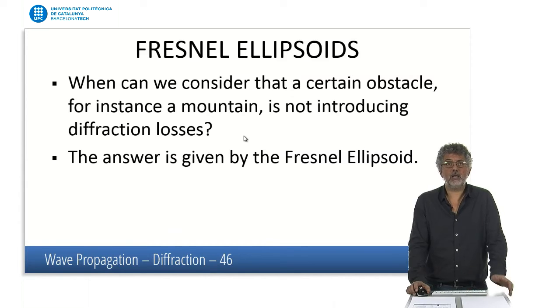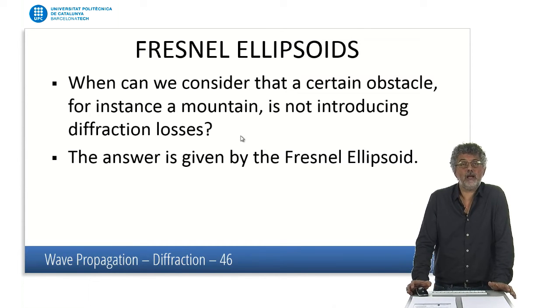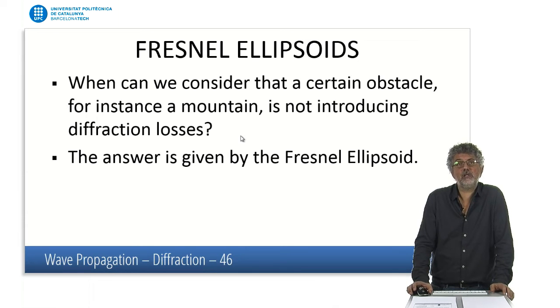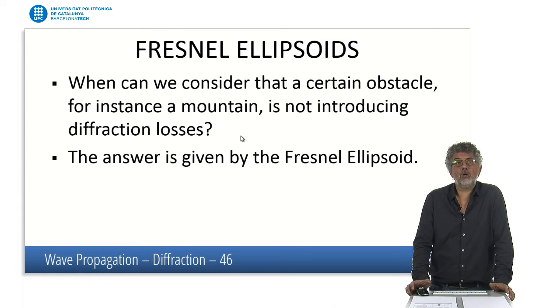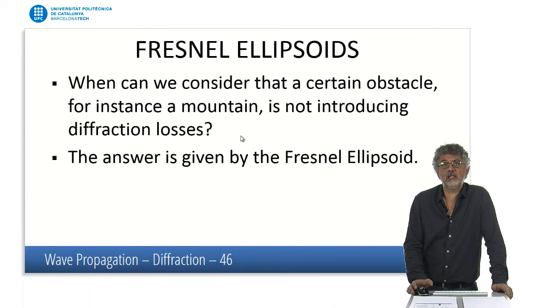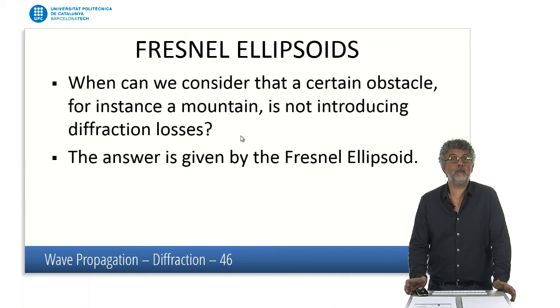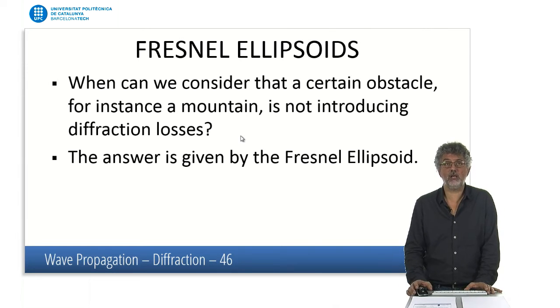So here comes an interesting question. Now, apparently my line of sight between transmitter and receiver is not obstructed, but still I'm losing 6 dBs. So when can I consider that a certain obstacle is not interfering with my propagation path, and I can assume that I have free space propagation condition? Well, the answer is given by something that is known as the Fresnel ellipsoid.